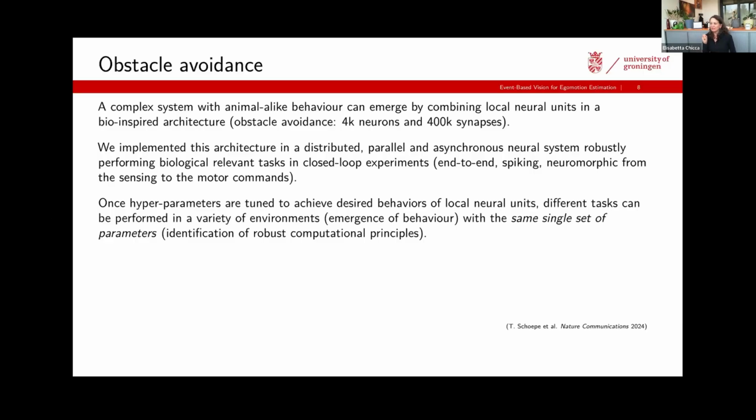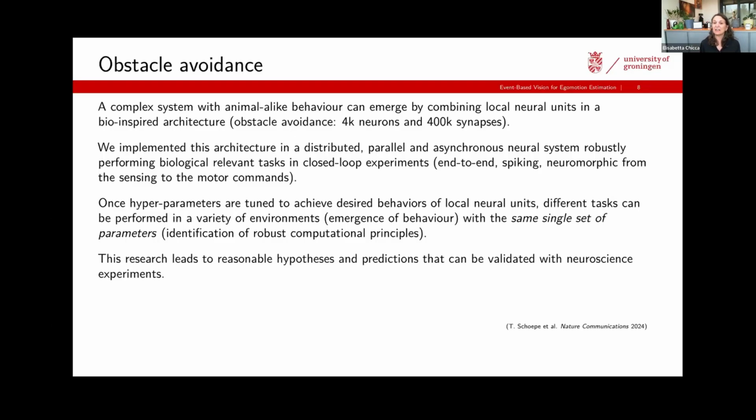The most interesting part of this result to me is that we tuned the hyperparameters of the model once to achieve the behavior of the local neural units, which in this case was a winner-take-all network. We tuned the winner-take-all network to identify the region of space in the visual field of the robot that was safer to drive to. That's the only thing we embedded into the model. Nevertheless, the behavior emerged such that different tasks could be performed in a variety of environments, with the same single set of parameters.